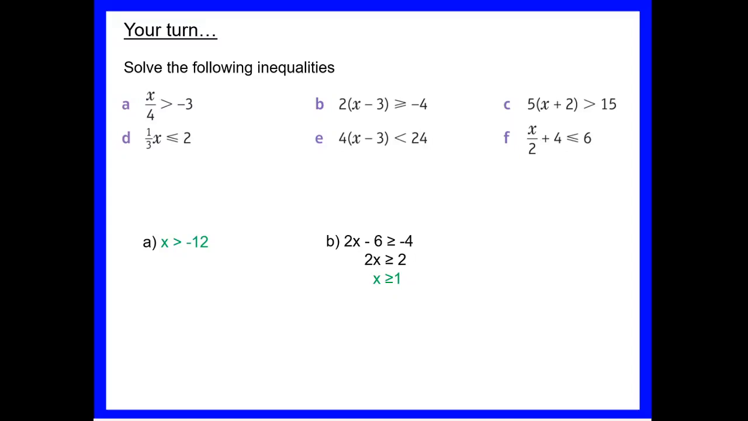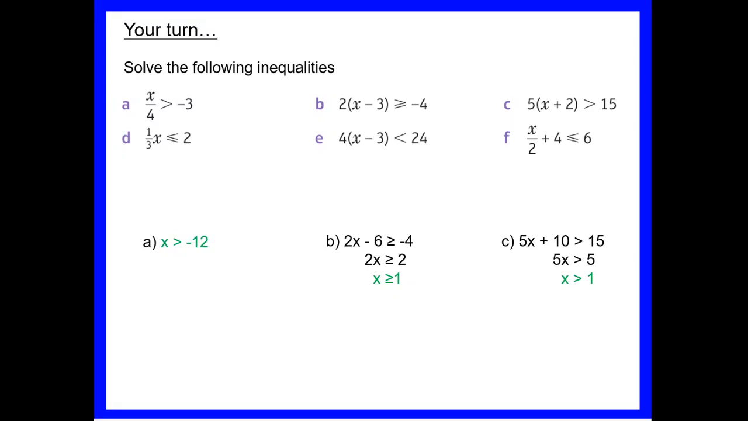For C, our first step, we're going to multiply out the bracket, so we get 5x plus 10 is greater than 15. We're going to subtract 10 from both sides, so 5x is greater than 5, and we divide both sides by 5, so x is greater than 1.